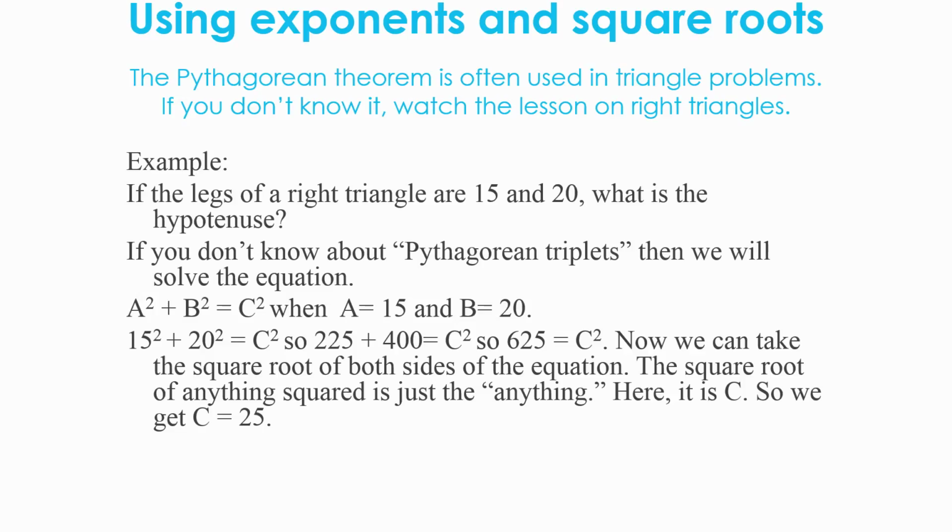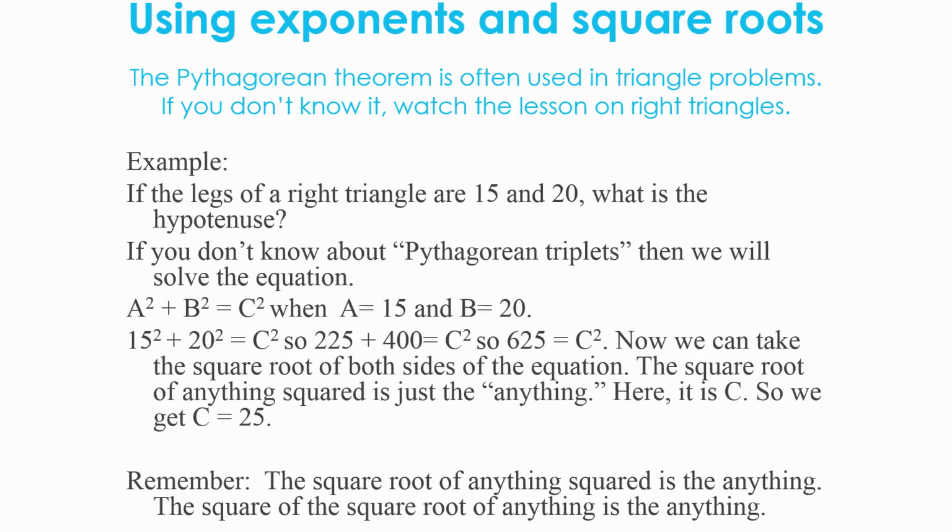Now you remember that triplet, right? 15, 20, 25. Okay, one more note. Not only is the square root of anything squared the anything, but the square of the square root of anything is the anything. These operations are often useful.